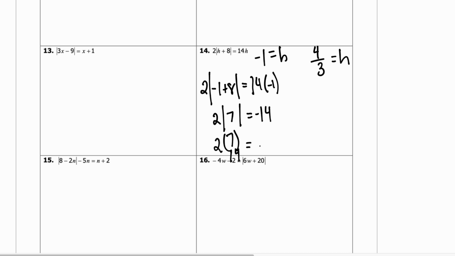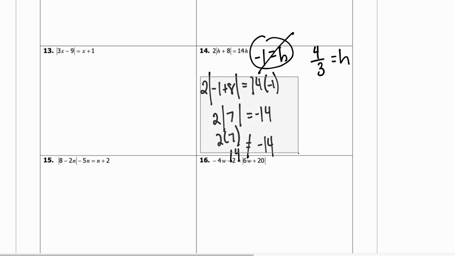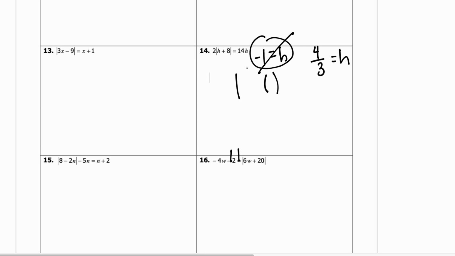Now, the problem I'm seeing here is that this side is a negative 14. So negative 14 cannot equal 14. So this does not make sense. When I plug this negative 1 back in, it did not work. So I'm going to cross this answer out. I know that it cannot be negative 1. Let's try the next solution that we came to.